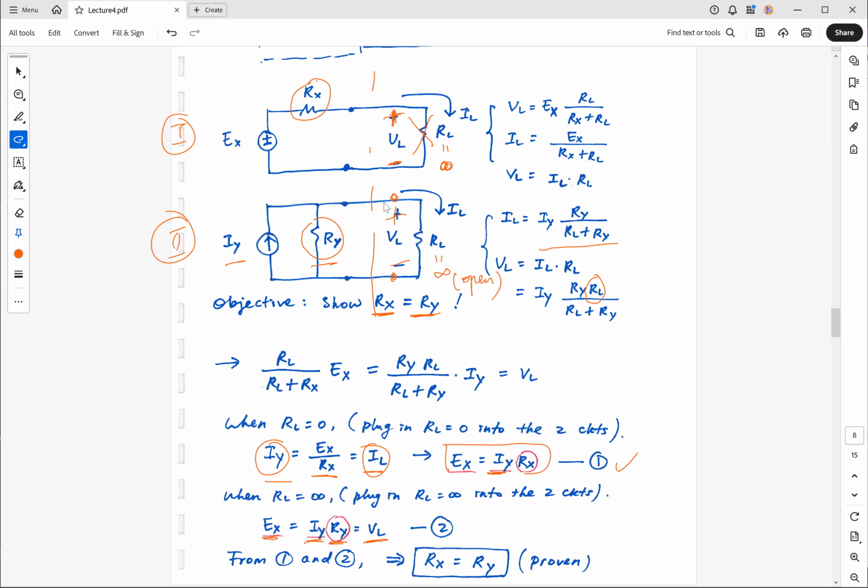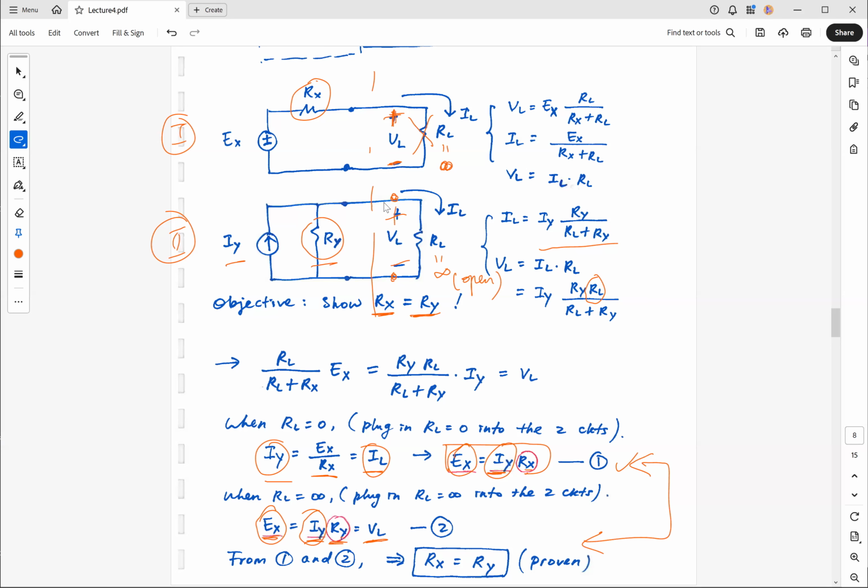Okay, so now let's equate 1 and 2. I have Ex here and Ex there, and I have Iy here and Iy there. The only thing that is different between these two equations is the Rx and the Ry. It's basically the resistance. One is based on Rx and the other one is based on Ry.